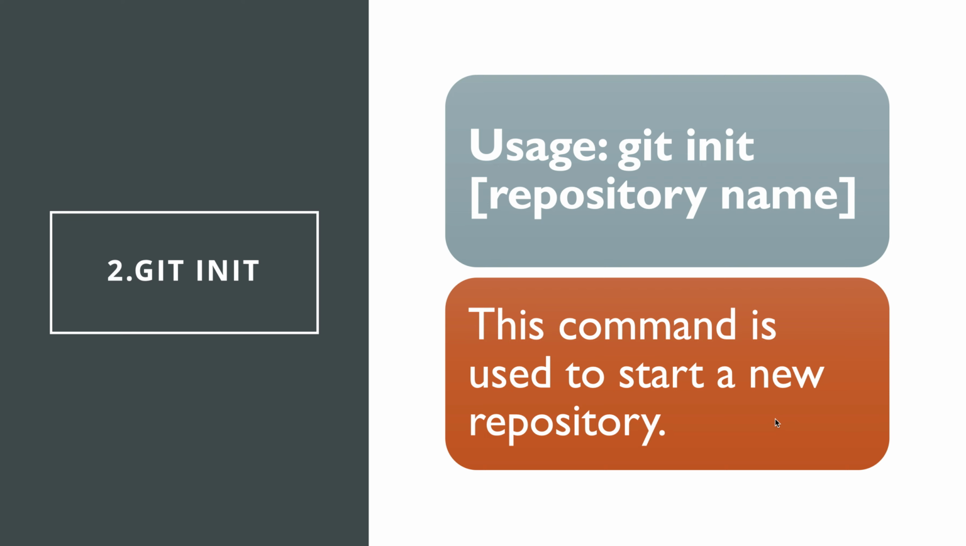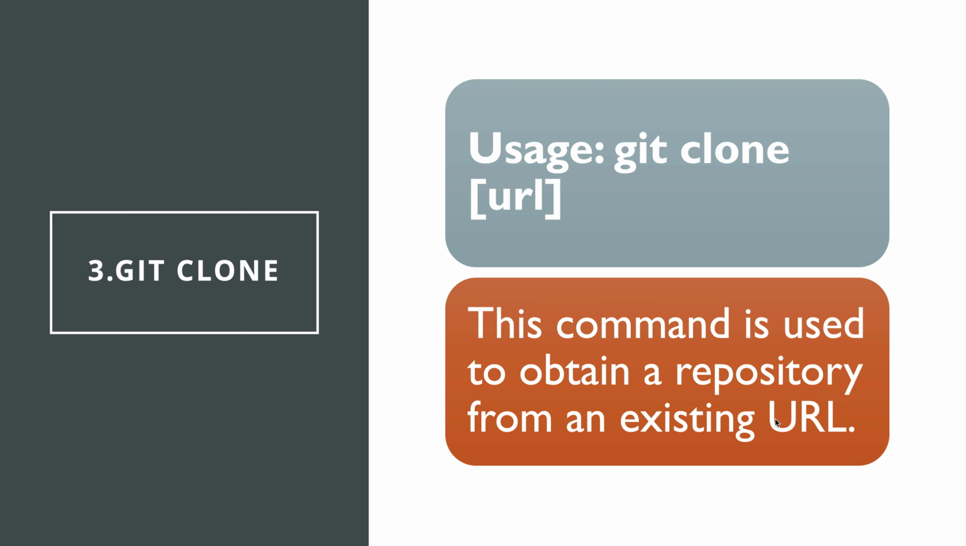Now the second thing is git init. git init is nothing but creating a repository in your local system. This command is used to start a new repository. The third one is git clone.